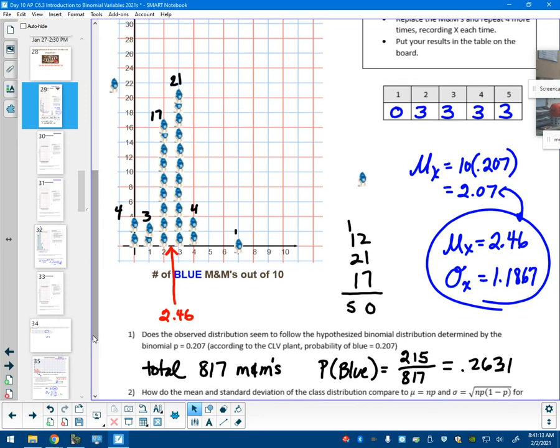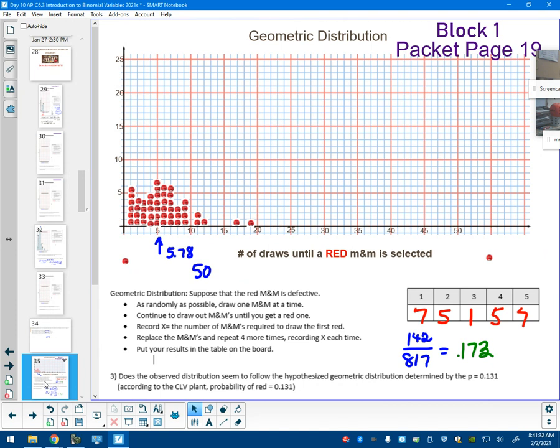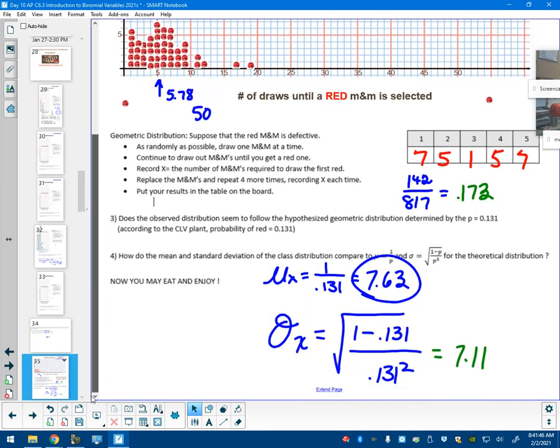Binomial distributions are sometimes skewed to the left and sometimes skewed to the right, and sometimes they're normal. This one's a little bit skewed to the right because of this one way out here. If you took that one away, it almost would be symmetric. Geometric distributions are always going to be skewed to the right. Does that make sense to you? If you keep going until, all right? So that's something to take note of.